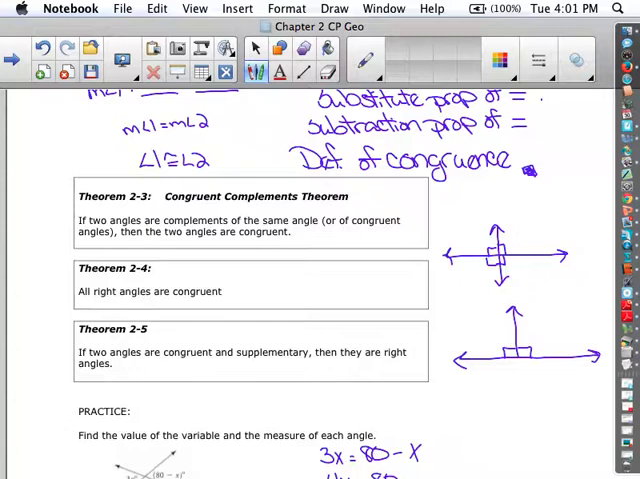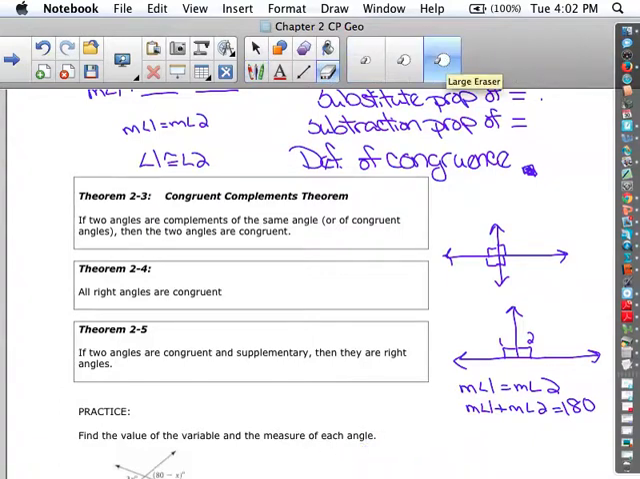Theorem 2-5, if two angles are congruent and supplementary, then they are right angles. So if I had this is angle 1 and this is angle 2, if I say the measure of angle 1 is equal to the measure of angle 2, and I say that the measure of angle 1 plus the measure of angle 2 equals 180, then I would know that they have to be right angles. Okay, and that's actually all for the notes for this lesson. We'll take a look at the practice really quickly, and then that will be the end of the video.